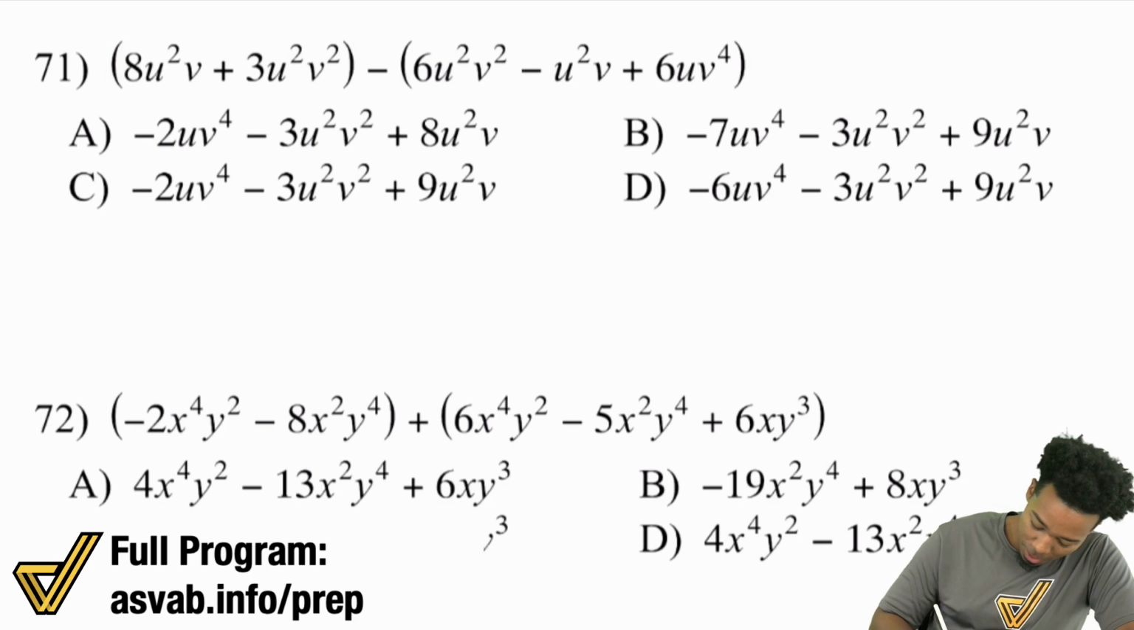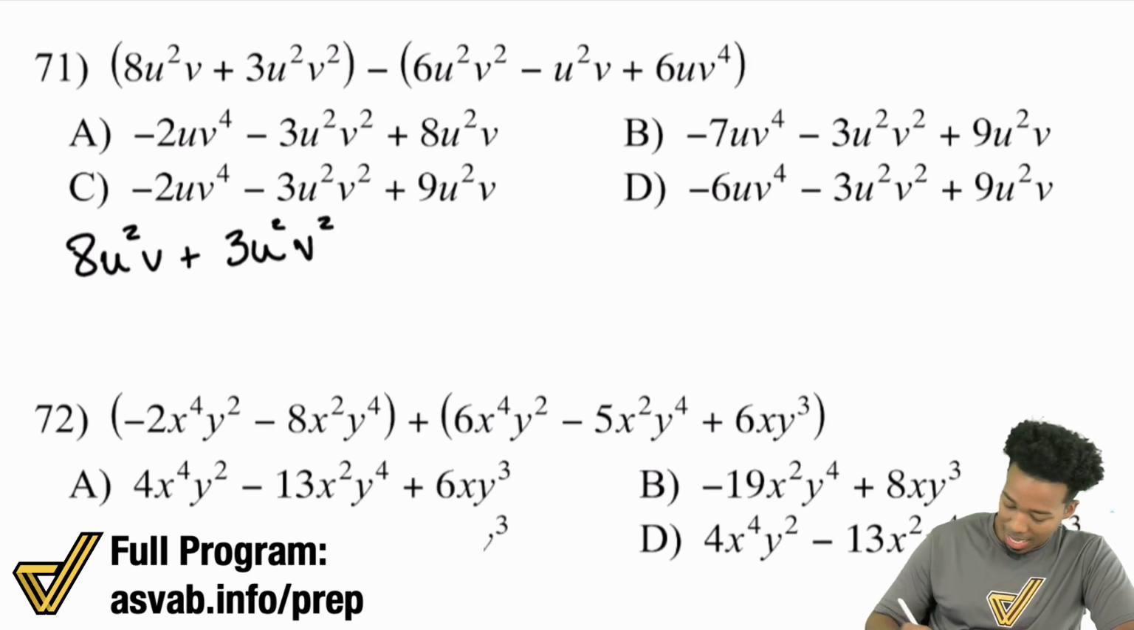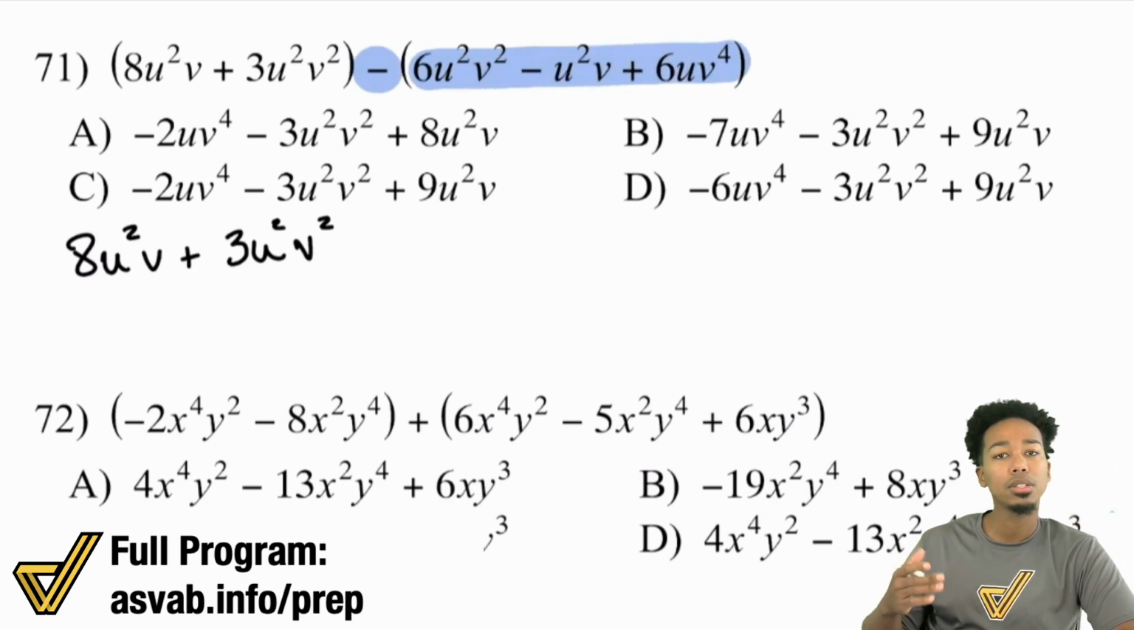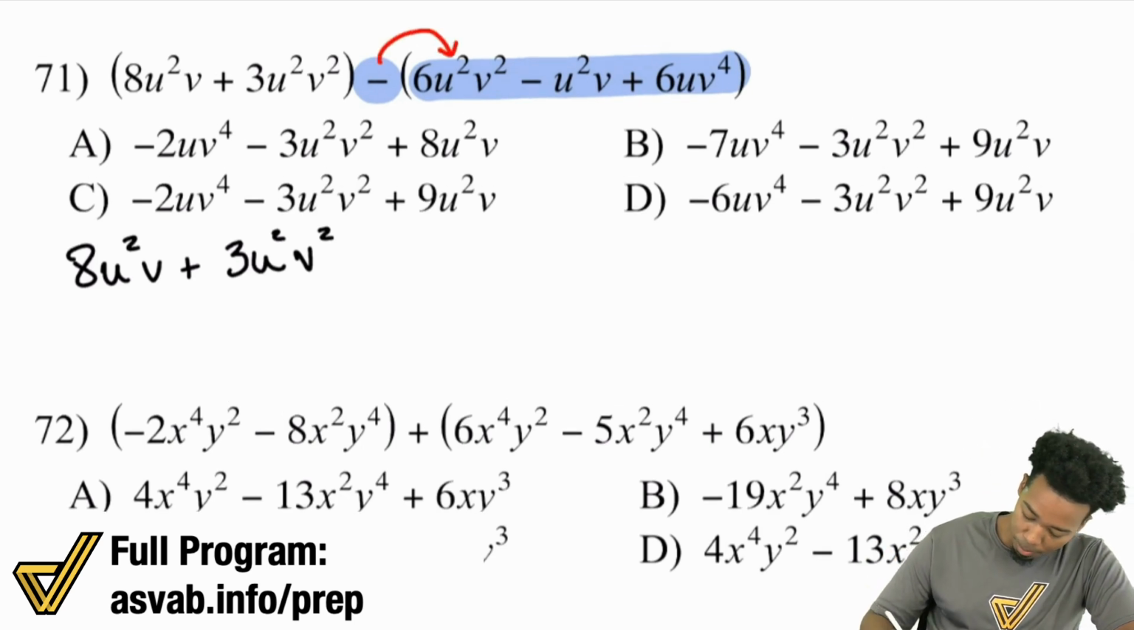So with that, we're going to have ourselves 8u squared v plus 3u squared v squared. Then what we notice is that we have a negative in front of the entire group. So you got to make sure you apply that negative by distributing it. Got to make sure you do that. And so what you'll see is minus, boom, right there.